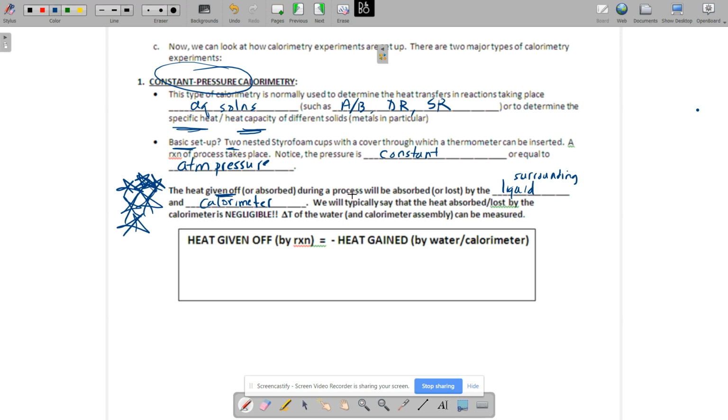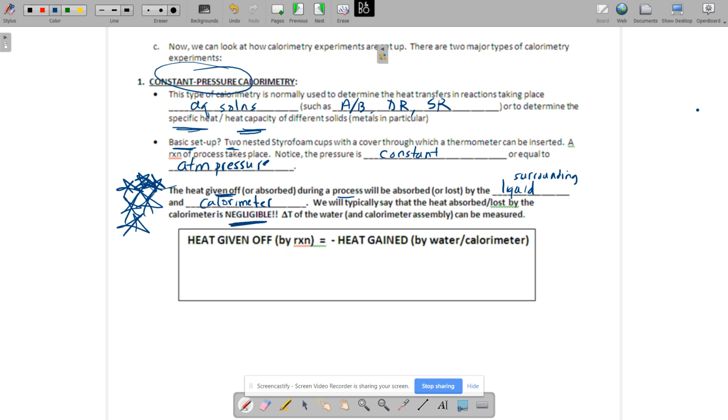The heat given off by a certain process, some kind of reaction, whatever, will be absorbed by the surrounding liquid in the cup and the calorimeter. And if it's an endothermic process, it'd be exactly the opposite. The heat absorbed by a certain process will be released by the surrounding liquid and calorimeter. We will typically say that the heat absorbed or lost by the calorimeter is negligible though. So let's see how this all comes together.